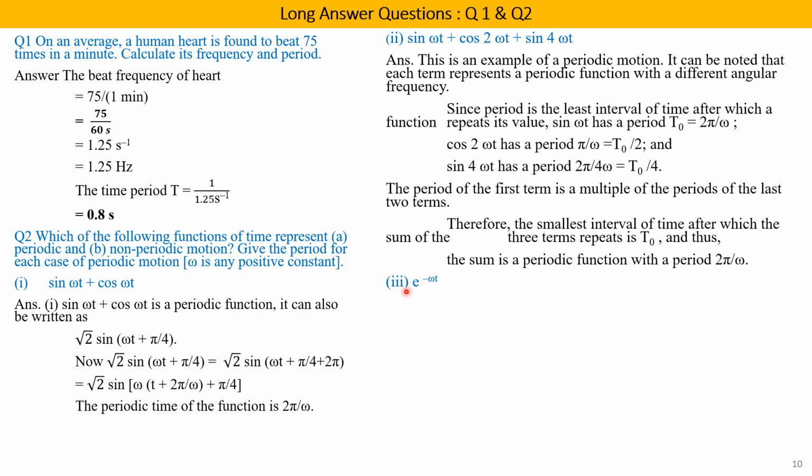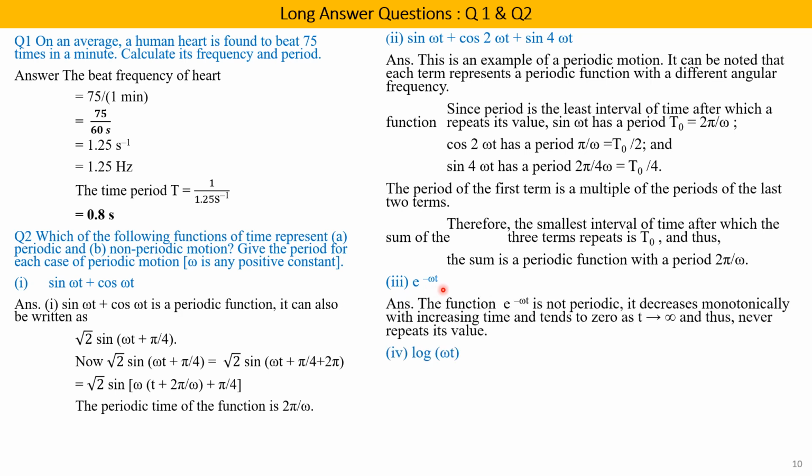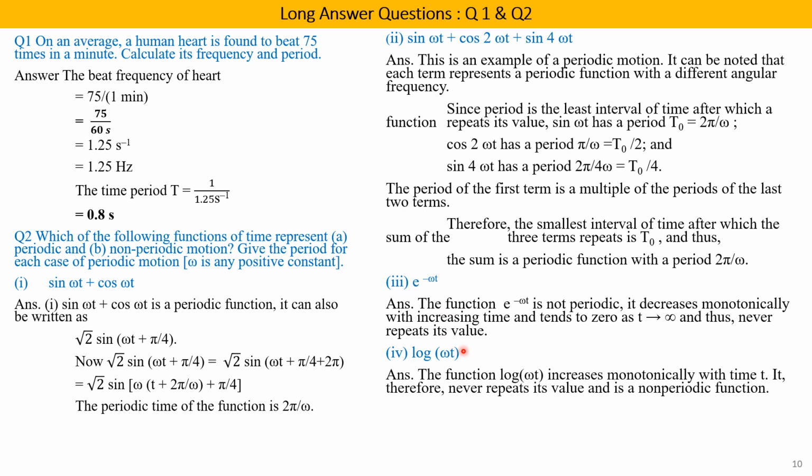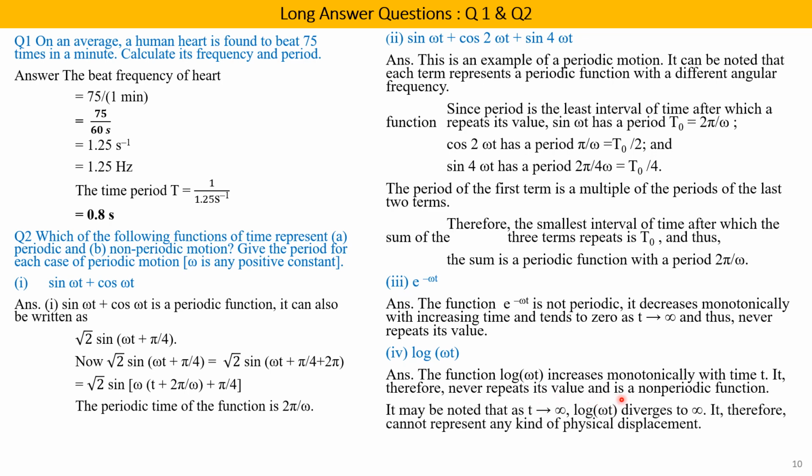The third part is e to the power of minus omega t. This is an exponential function and is not periodic. Next, log of omega t. The function log omega t increases monotonically with time. It therefore never repeats its value and is a non-periodic function. It may be noted that as t tends to infinity, log omega t diverges to infinity. It therefore cannot represent any kind of physical displacement.